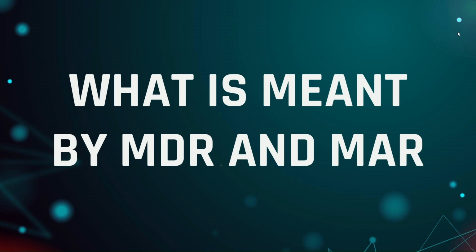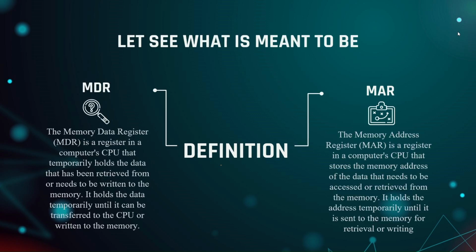So what is meant by MDR and MAR? Let us see what is meant by MDR. MDR stands for Memory Data Register and it is a register in the computer CPU that temporarily holds the data that has been retrieved from or needs to be written to the memory. It holds the data temporarily until it can be transferred to the CPU or returned to the memory.